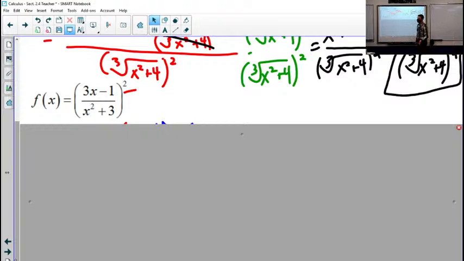So the last one had a chain rule inside of the quotient rule. This one's the other way around. This one has a quotient rule inside of the chain rule. So in other words, when we do the derivative of the inside part, that inside part is a quotient rule. So the outermost function is squared. So we start with that.